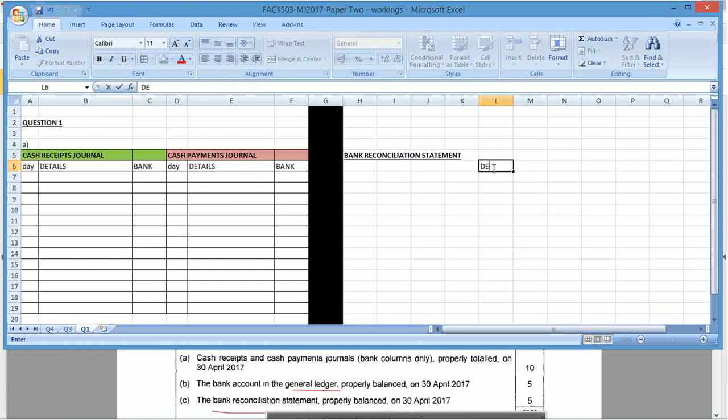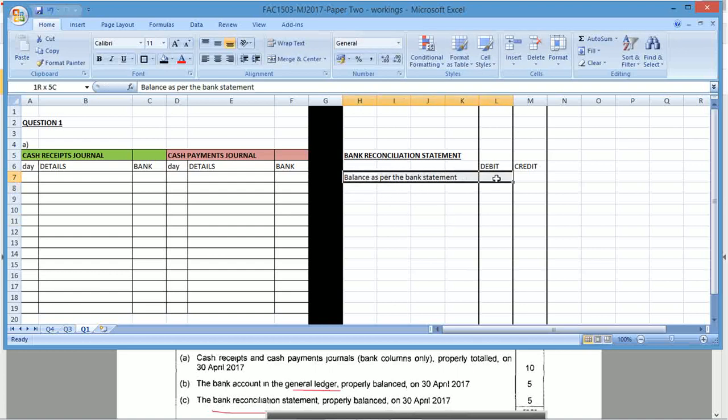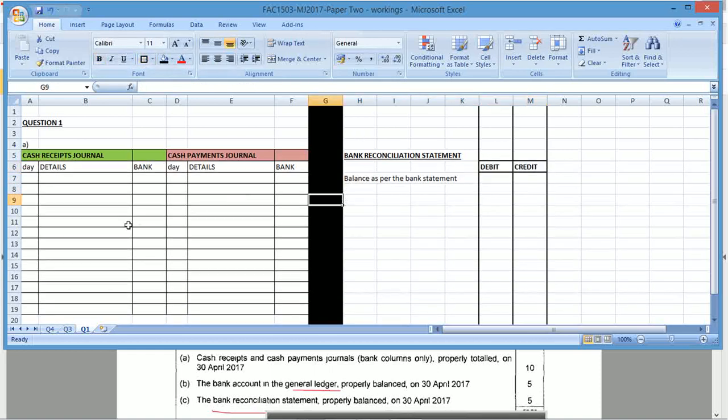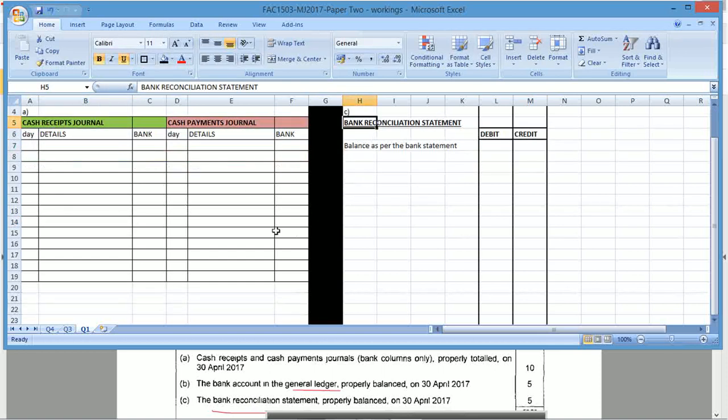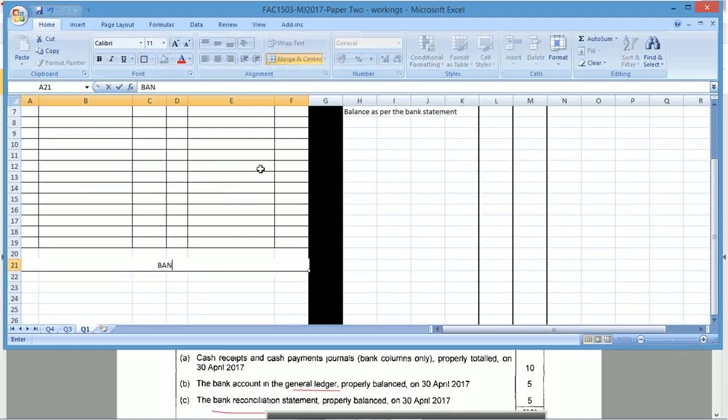Bank reconciliation statement, you'll have a debit and you'll have a credit. Bank reconciliation statement always starts with the balance as per the bank statement. Can you change the bank statement balance? No, you can't. So that's what you're trying to reconcile. You're trying to reconcile the balance for the bank statement. They also asked you for, that was C, the general ledger. Okay, so I'm going to need a T account here for bank.